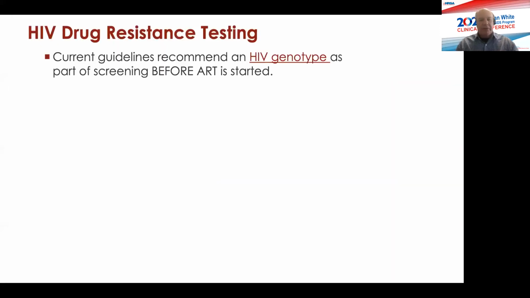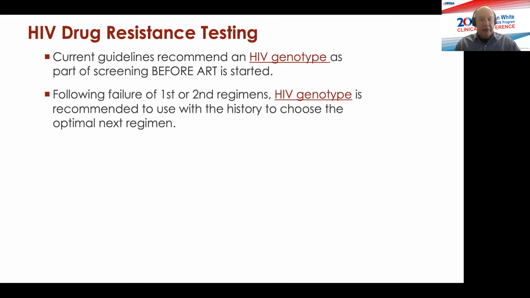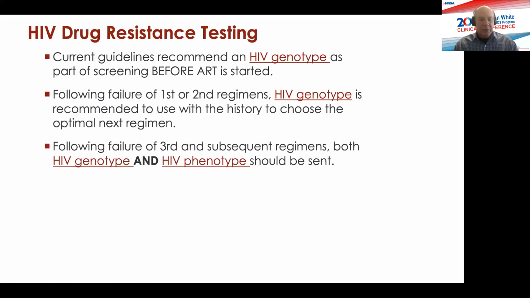So what about resistance testing? In general, as you know, the guidelines recommend a genotype as part of the screening before ART is started. Following failure of a first or second regimen, we still recommend a genotype. And even though you may not be familiar with interpretation of this, you can go to the Stanford website and plug in the mutations that you're encountering, and it will interpret with you how that's done. And of course, you should always be able to phone a friend, somebody who you trust who's an expert in the field, who can help you work through resistance mutations.